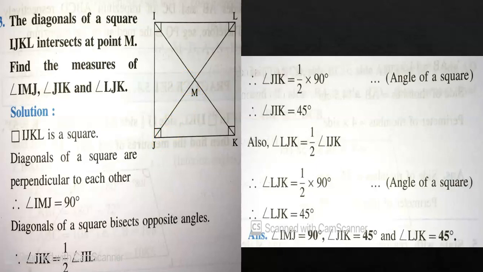Now diagonals of a square bisect opposite angles. That means angle JIK is half of angle JIL, this bigger angle. And the bigger angle I know is 90 degrees because it is an angle of a square. So half of 90 is 45. So JIK is 45 degrees.